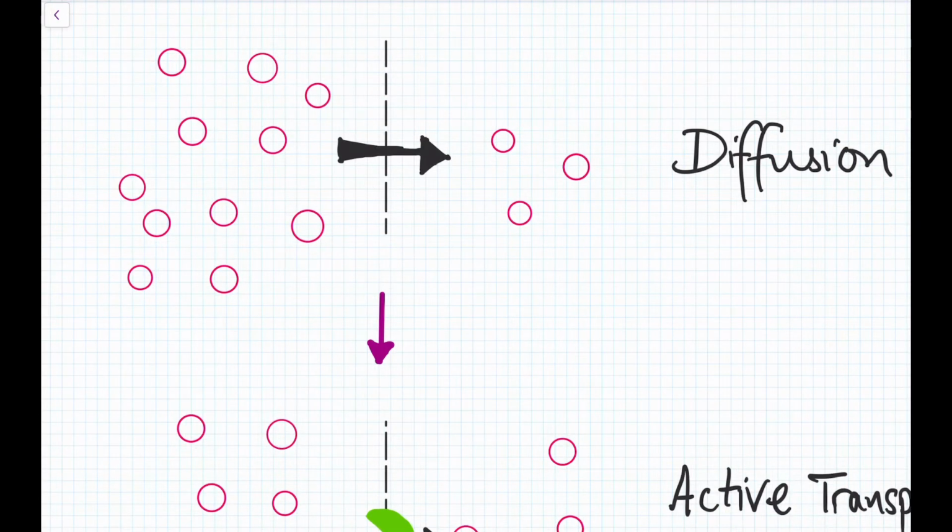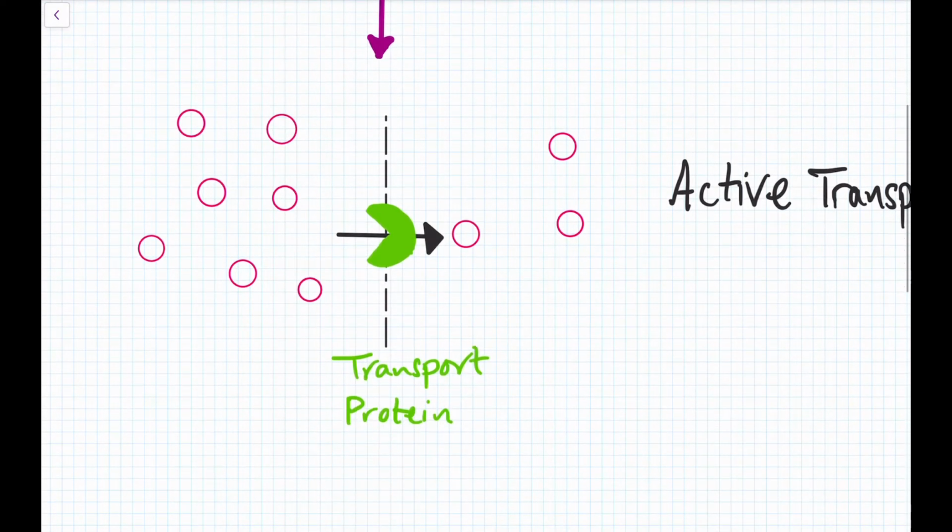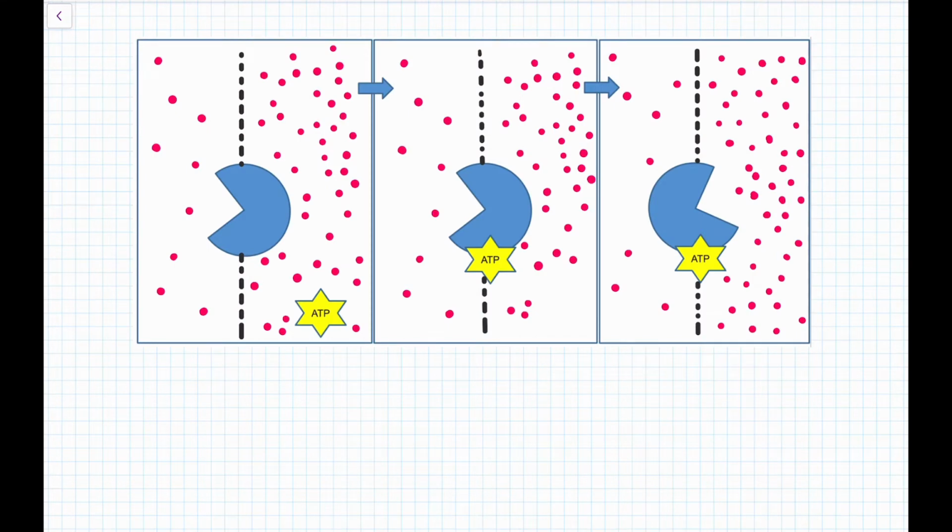Here's a reminder about diffusion. Diffusion is a passive process, which means it doesn't require any extra energy as they're going down a concentration gradient. On the other hand, active transport requires energy. Because this process is different, we're moving against a concentration gradient and we need the help of a membrane protein which transports the molecules against the gradient using energy from a molecule called ATP.